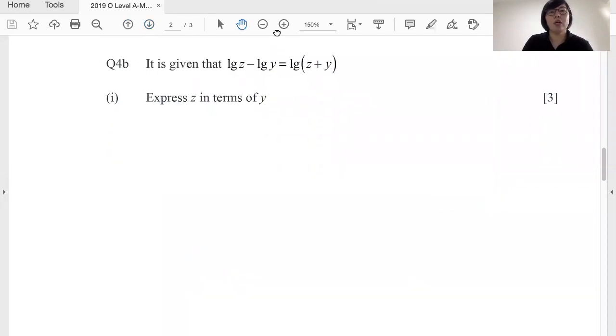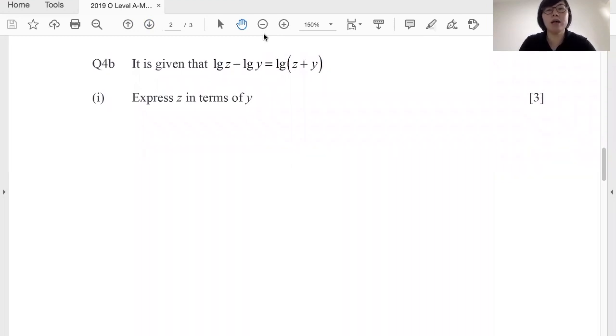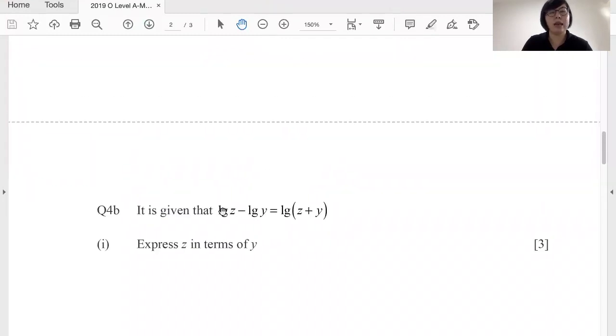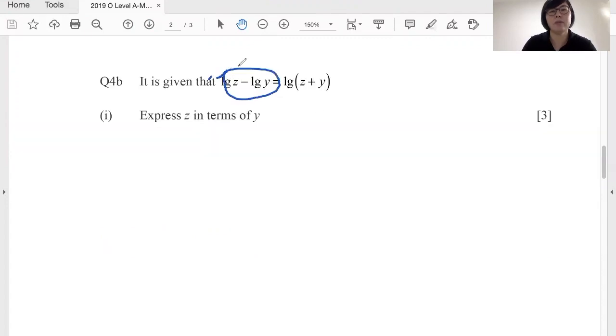It is given that log z minus log y is equals to log bracket z plus y. Part 1, express z in terms of y. So it's about simplification. And when simplification is tested, we need to go back to our logarithm laws. Now let's take a look at the laws that we have. If we look at the left-hand side and the right-hand side, you should know that only the left-hand side can be simplified.